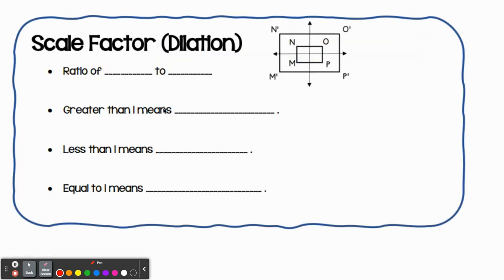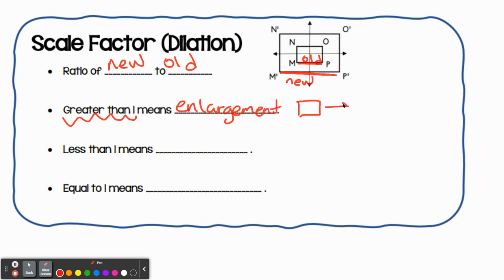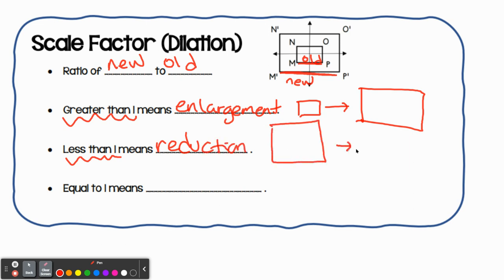Scale factor. A dilation means that you are taking a new shape and dividing it by the old shape. You would pick a side that they have in common and take the new side and divide it by the old. If your scale factor is greater than 1, that means that it's an enlargement. An enlargement means that you have a shape that started off small and became bigger. If the scale factor is less than 1, that means that it was a reduction. A reduction means that the shape that you have got smaller.